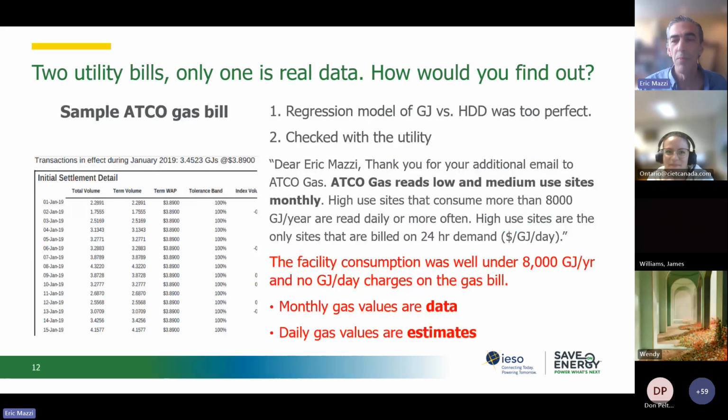So the ATCO gas bill, this is just what I did. I made a regression model of gigajoules versus heating degree days. And the model just fit like exactly, like a perfect fit. That just seemed too good to be true. There was essentially no error. What that means is that those numbers came out of a model. They didn't come from a meter.